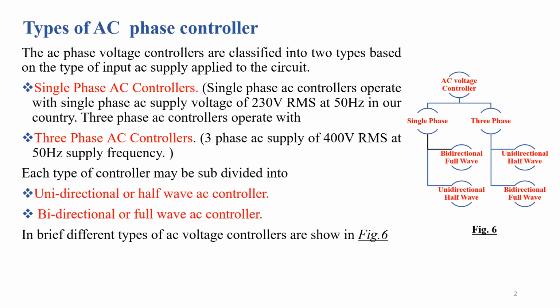In the previous lecture, we discussed the single phase AC phase controller for resistive load. As we know, the AC phase controllers are classified into single phase and three phase AC phase controllers. The single phase is further classified into bidirectional full wave and unidirectional half wave AC phase controllers. Likewise, the three phase AC phase controllers are also classified into unidirectional half wave and bidirectional full wave AC phase controllers. In this lecture, our focus will be on the bidirectional full wave AC phase controller with RL load.